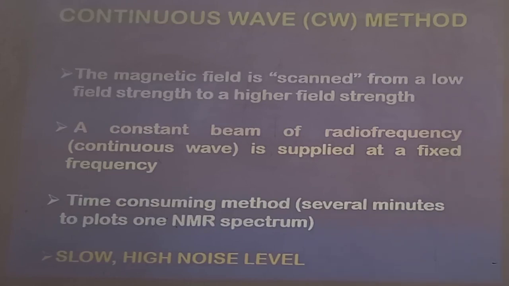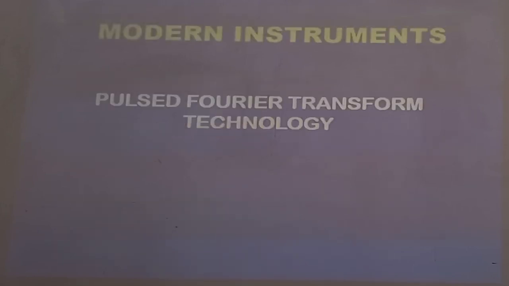So then scientists thought about another method of analyzing these molecules through NMR, and they came up with some modern instruments which are operated on a pulsed Fourier transform technology. So this is how it looks like. This is the NMR machine that is present in your institute right here. That is a 400 megahertz NMR spectrophotometer manufactured by Varian.